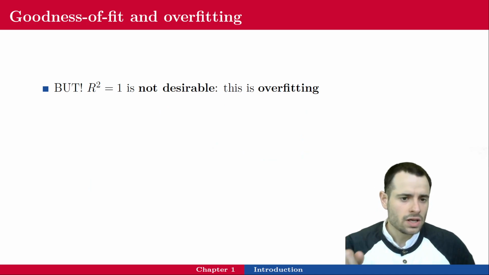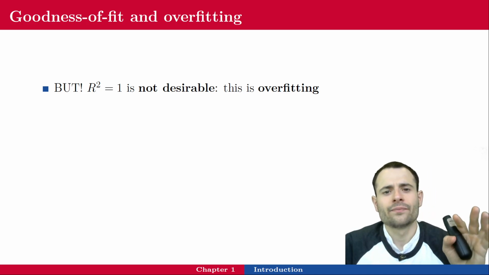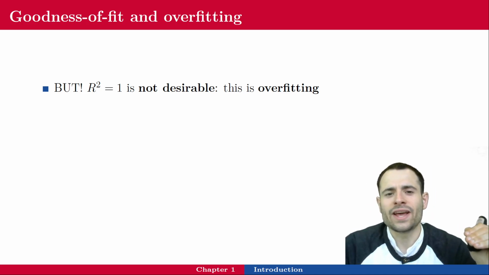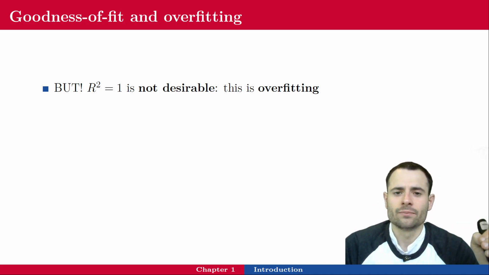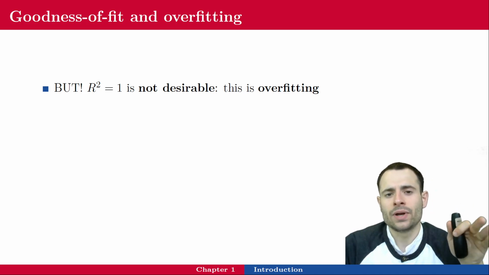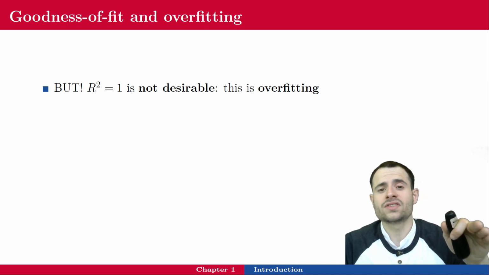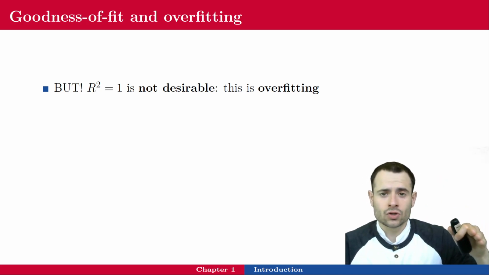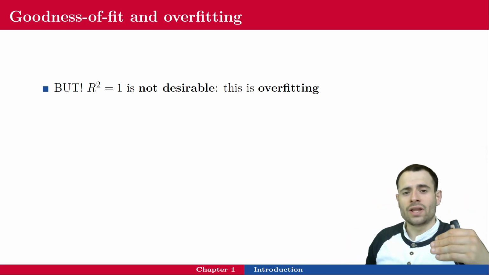However, if your R square is exactly equal to 1, it is not good either. You want to get high, but you don't want to get too high. This is what we call overfitting. If R square is equal to 1, it means that our prediction goes through every single point of the scatter plot. So our predictions are exactly equal to the actual data.